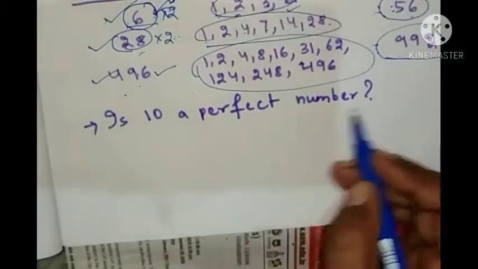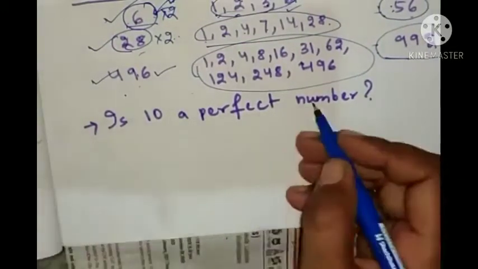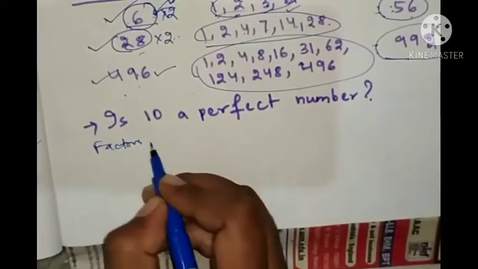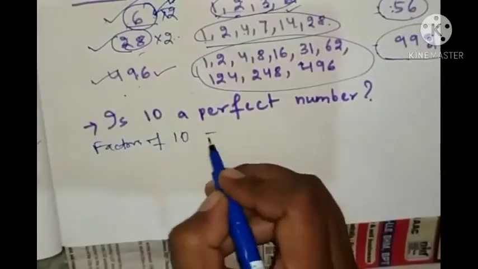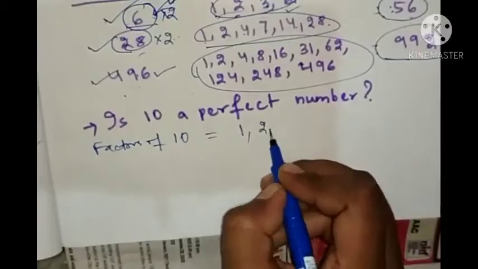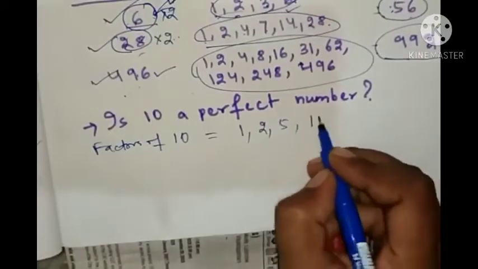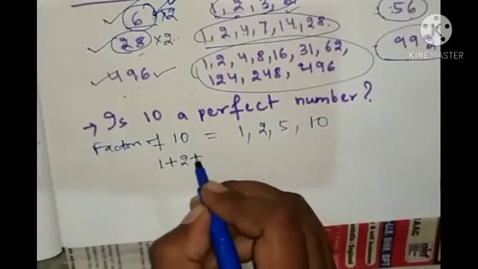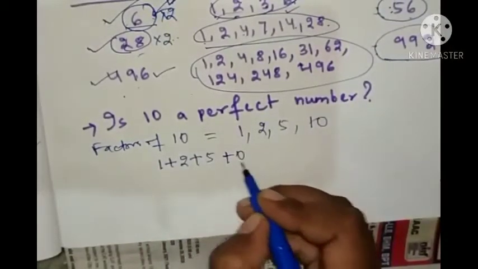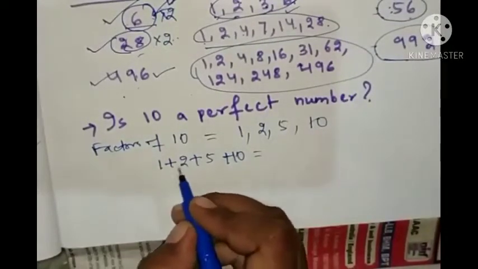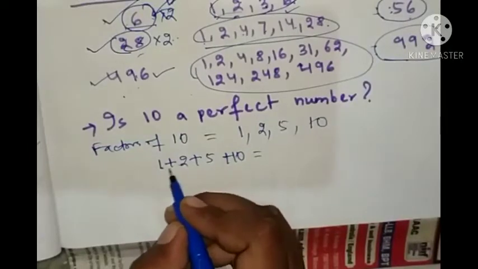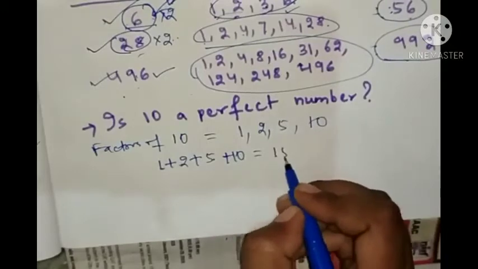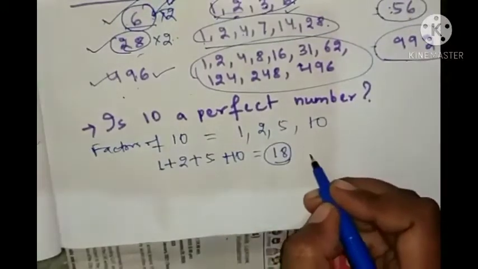Is 10 a perfect number? Let's check. First, what will we do? We'll find the factors of 10: 1, 2, 5, 10. So 4 factors. Next we'll add these factors: 1 plus 2 plus 5 plus 10. How much are you getting? 1 plus 2 is 3, 3 plus 5 is 8, 8 plus 10 is 18. Is 18 twice of 10?